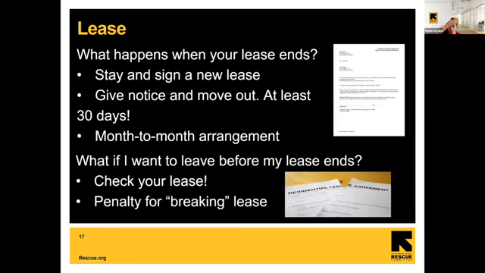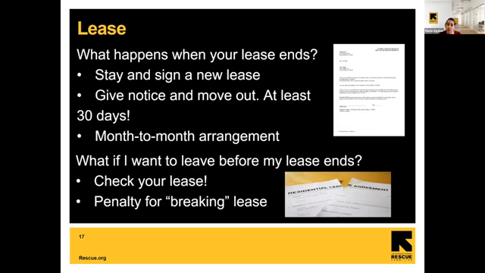Another option that could happen is a month-to-month arrangement, meaning you didn't sign a new lease with a set term, but your landlord might say, well, you can keep living here and you'll pay your rent every month. The issue with this is, one, they can change your rent amount anytime. And two, they could decide in 2 months that they actually want to rent it to somebody else, and they'll give you some notice, but it doesn't really protect you as much as a lease would.